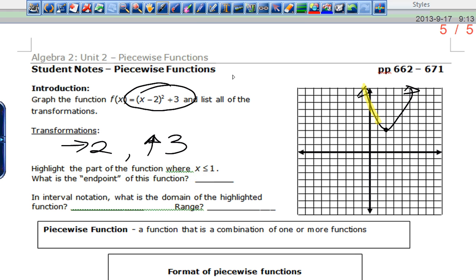Now, as long as you drew your picture fairly accurate, where is my endpoint, in quotations there, of my highlighted part? Now, where does it start? 1, 4.